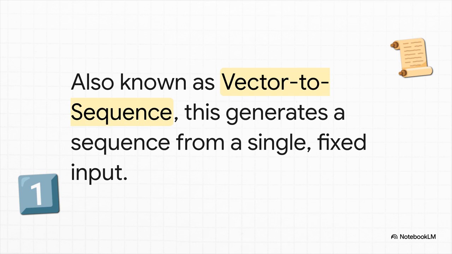Okay, now let's flip that on its head. This is one-to-many. Here, we give the network just one input to start, and then we ask it to generate a whole sequence of outputs. And the really cool trick is that after it produces its first output, it feeds that back into itself as the next input. It literally guides its own creation, step by step.